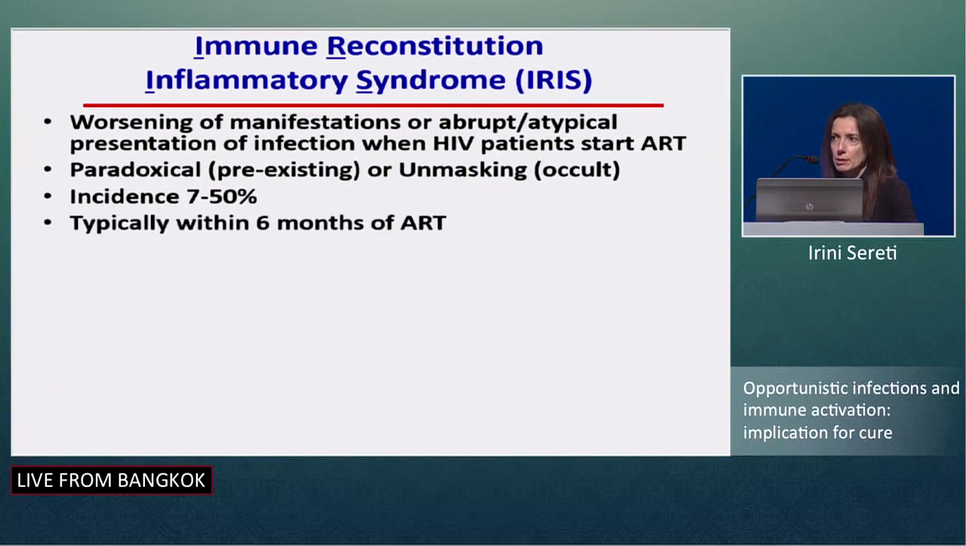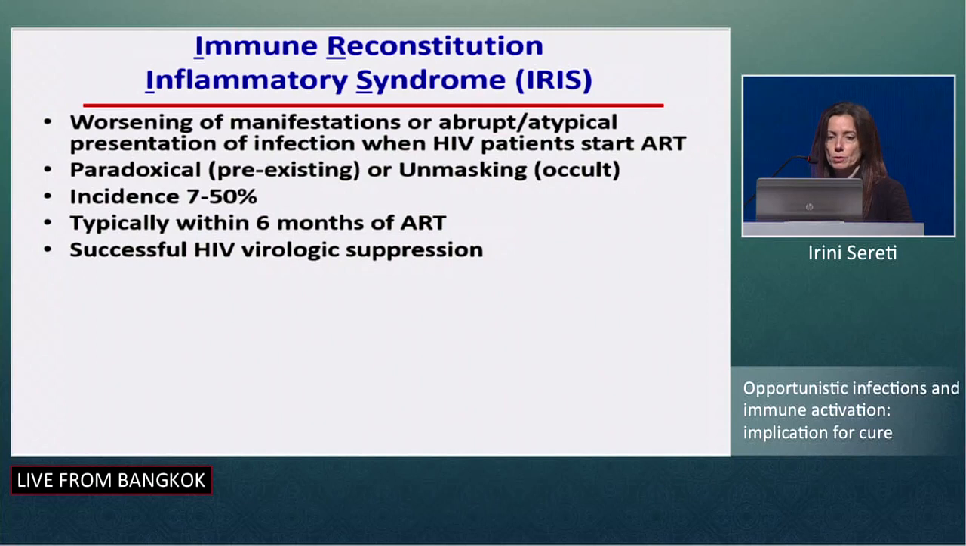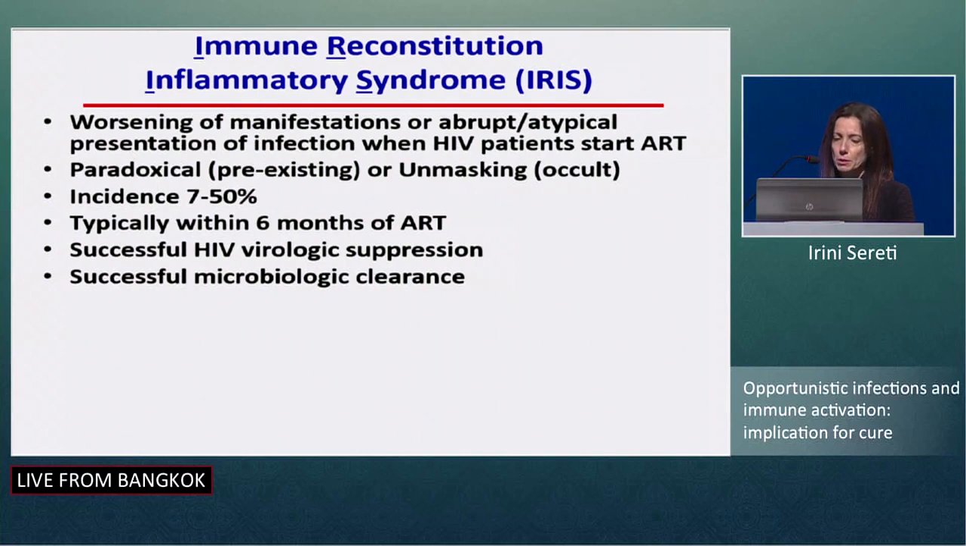But for the most part, it's seen within the first 6 months of antiretroviral therapy in the setting of successful HIV virologic suppression, so it's not really a failure of antiretroviral therapy. In paradoxical IRIS, and hence the paradox, it actually may be seen in the setting of successful microbiologic clearance. So the imaginary TB patient that I mentioned usually has at that point negative TB cultures or even negative AFB smears.